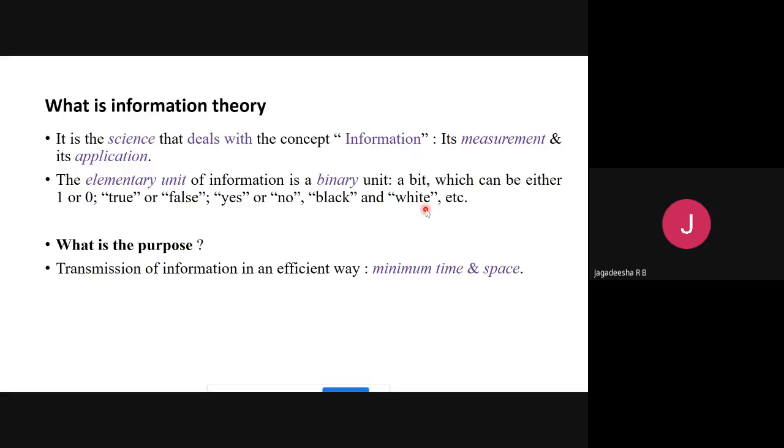And what is the purpose of doing all these measurements on the information? For example, I speak or someone speaks. Why do we need to measure that information? Because of transmission of information in an efficient way. We want to transmit, as engineers, mainly computer or communication engineers. We are mainly dealing with transmission of information, carrying the information from one place to another place.